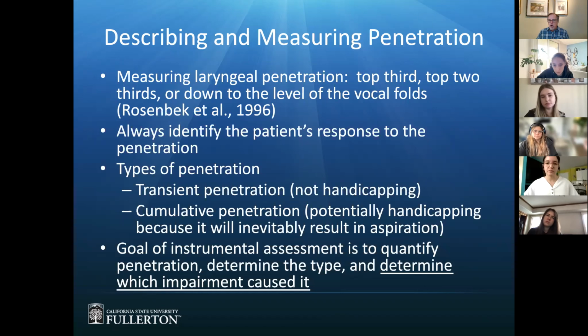But the way we determine it is through a modified barium swallow or a FEES. You can see it most clearly with a modified barium swallow, but you can also see it with a FEES. But bedside, just getting the history and doing a bedside evaluation, you would never be able to determine for sure that they have penetration or aspiration.